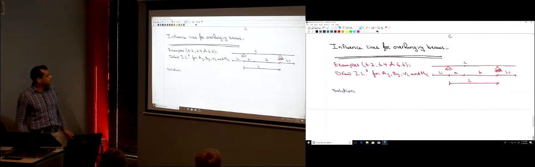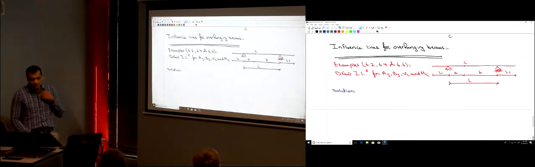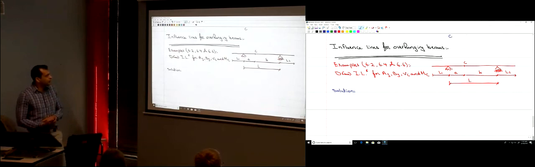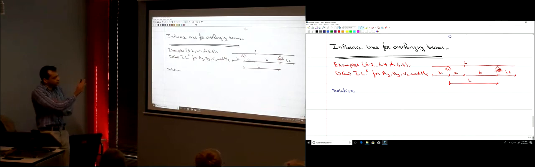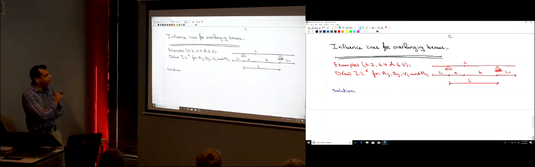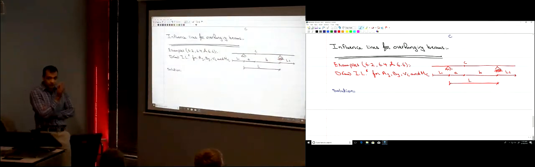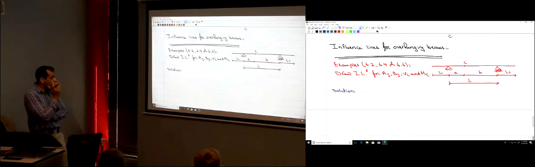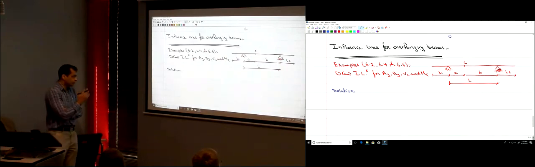Now, let's extend this to the influence lines in overhanging beams. So now we have an overhanging beam that looks like this. We just kept the distances A, B, L1, and L2 generic. Anything that we're going to learn here can be applied to any overhanging beam with any dimensions.